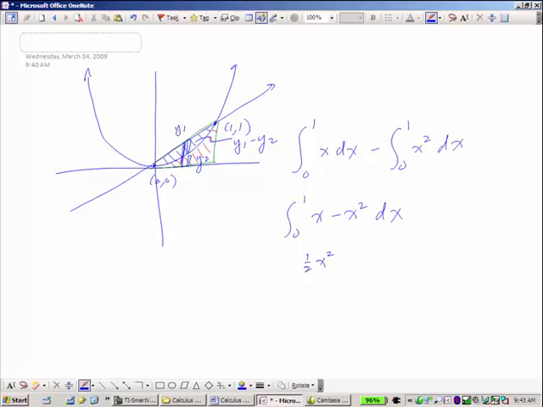1/2 x squared minus 1/3 x cubed. How'd I do? Between 0 and 1. I plug in 1 and I get 1/2 minus 1/3. I plug in 0 and I get 0. That's awesome. Half minus 1/3, what's that, a sixth?